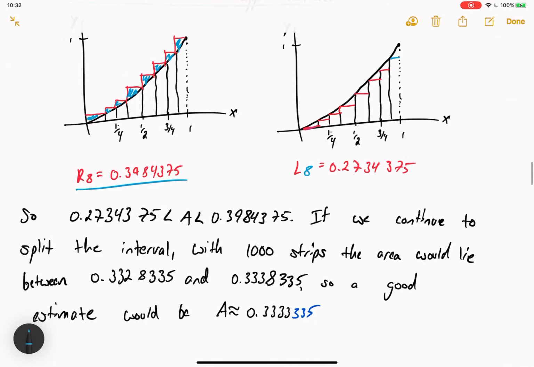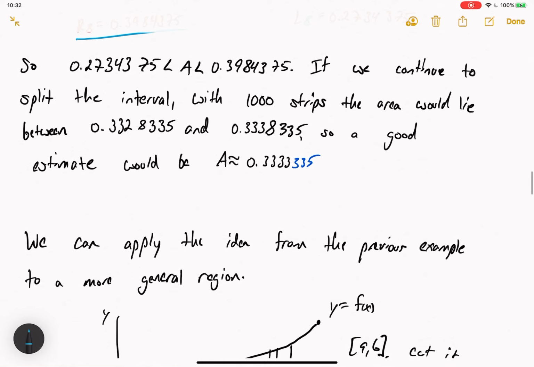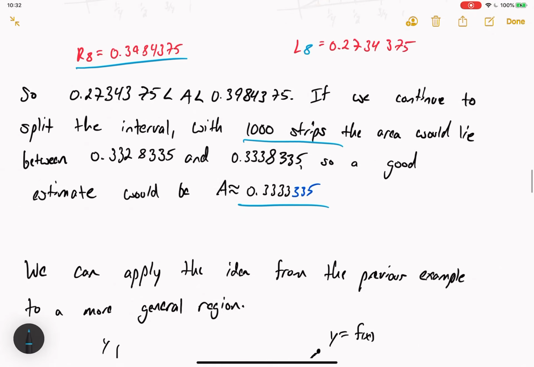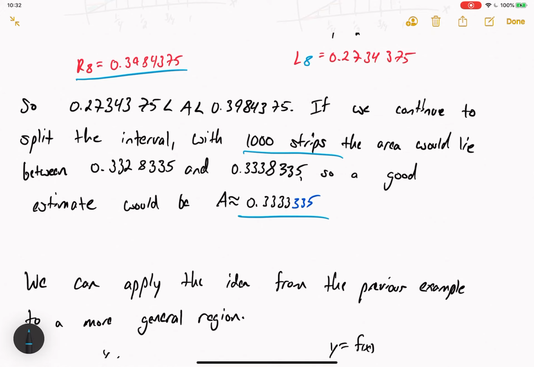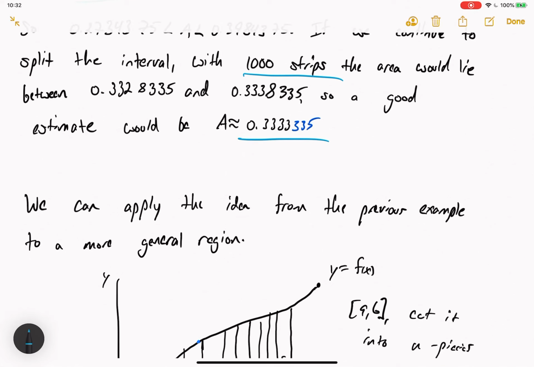And that's the idea: you add more and more rectangles and the error should get smaller and smaller. So if we continue to split the interval with 1,000 strips, the area would lie between 0.3328 whatever, and the upper one would be 0.3338335 or whatever. So a good estimate of the area would be to add them together and divide by 2, and you really get something like 0.333335, which is actually a really good estimate, honestly. You might have to do 1,000 rectangles, but the idea is we're doing this mathematically. We don't care about calculations so much. We want this to work.